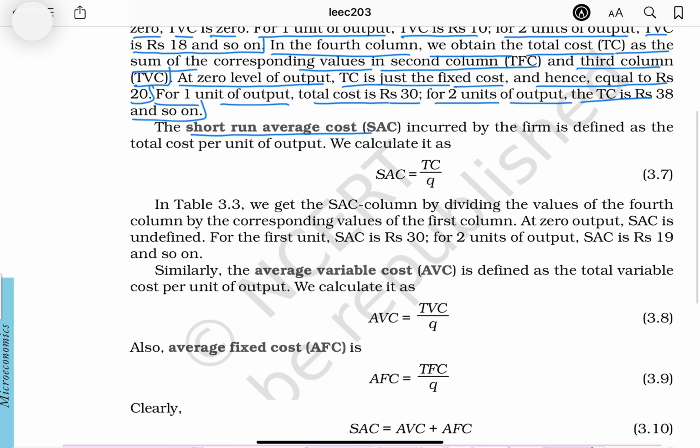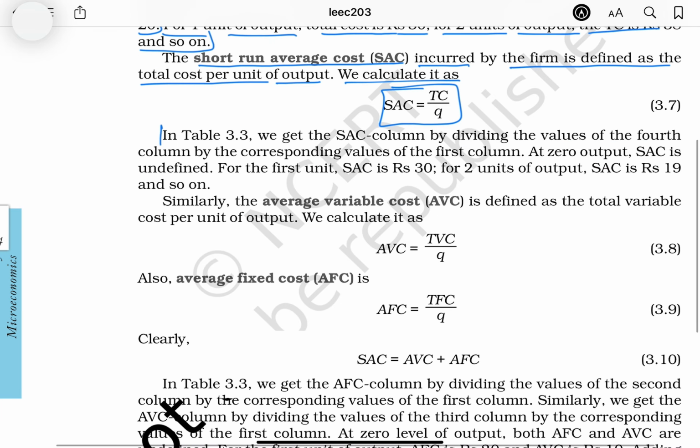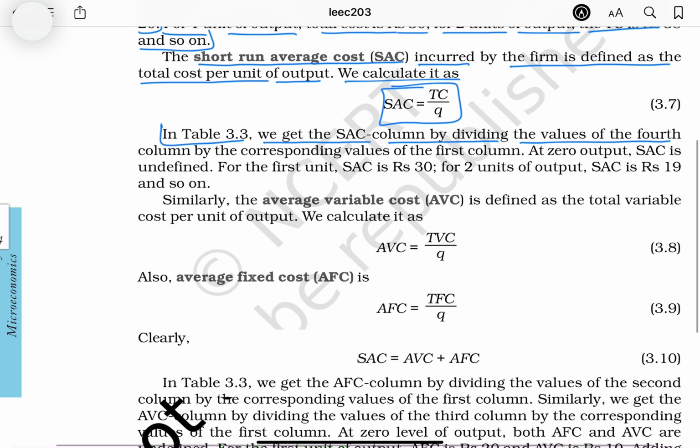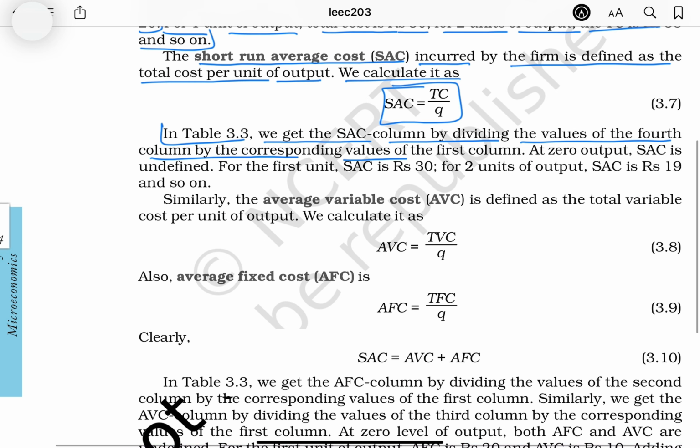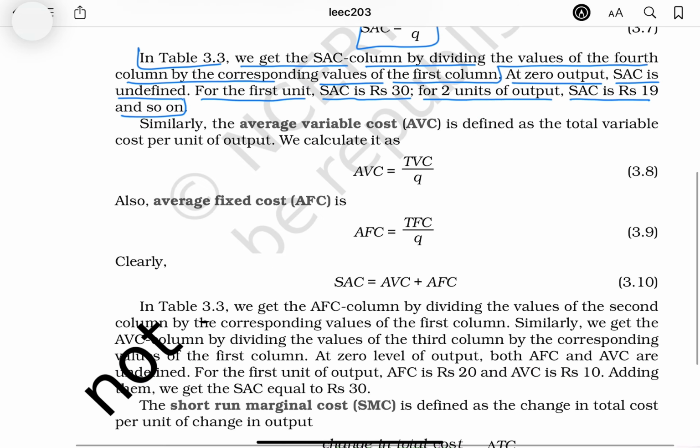The short run average cost SAC incurred by the firm is defined as the total cost per unit of output. We calculate it as SAC equals TC upon Q. In table 3.3, we get the SAC column by dividing the values of the fourth column by the corresponding values of the first column. At zero output, SAC is undefined. For the first unit, SAC is rupees 30. For the second unit of output, SAC is rupees 19, and so on.